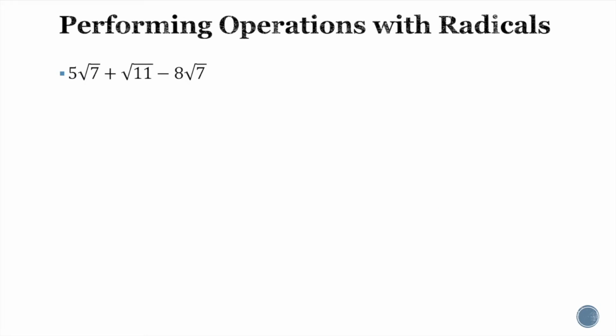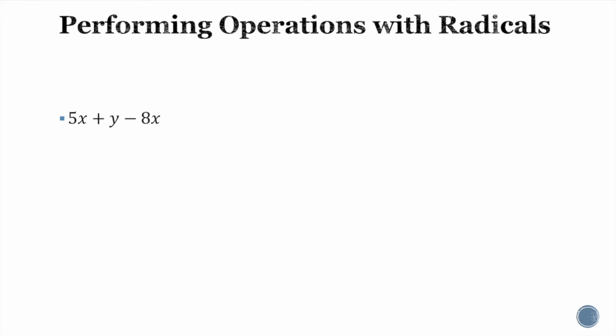Now, we're going to be performing operations with radicals. Here I have the expression 5 times the square root of 7 plus the square root of 11 minus 8 times the square root of 7. Now hopefully this isn't too daunting, but if it is, I promise you, you already know how to do this. Here's an example that is very similar to the expression I gave you above.